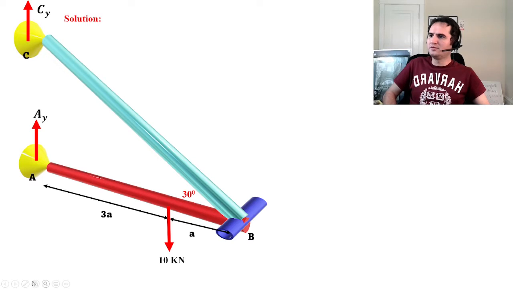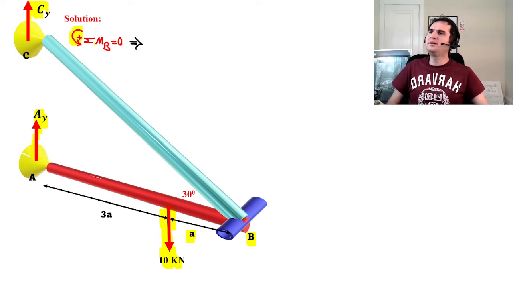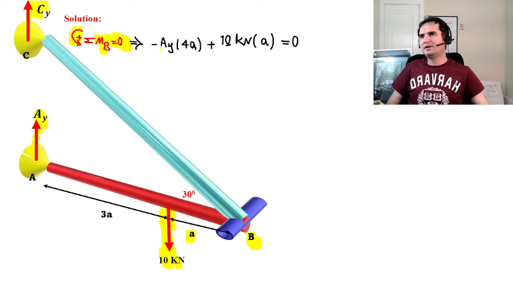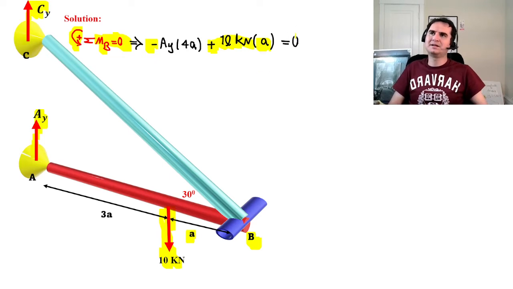So if you look at the forces, we do have AY, CY, and 10 kilonewton at some distance A from point B. So if we develop the summation of moment about point B goes zero, because that's a pin, and that says a negative AY times 4A, which is clockwise, that's why that's a negative, plus 10 kilonewton positive times A, that's counterclockwise, 10 times distance A, that should go to 0.